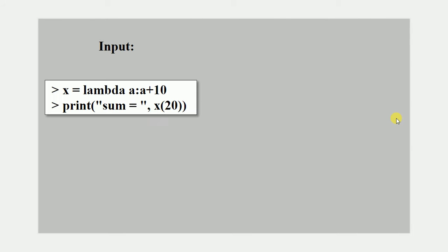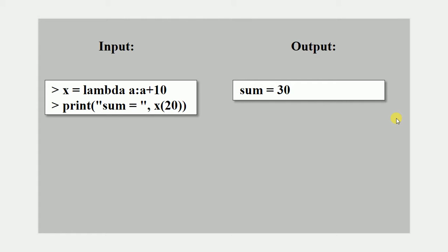So here is an example of a lambda function. x equal to lambda a colon a plus 10. So here lambda is our keyword, the a on the left side is our argument, and the right-hand side is our expression. We use this x variable as a function name, we can say, and we pass 20 as an argument. So the value 20 is assigned to our variable a, and a plus 10 means 20 plus 10, it will give the result, and we get 30.